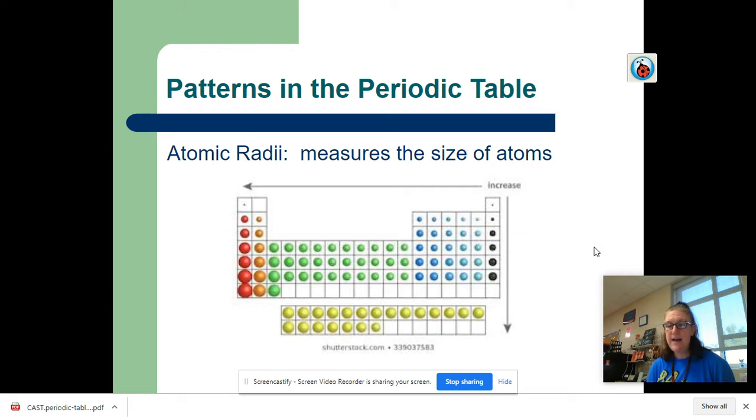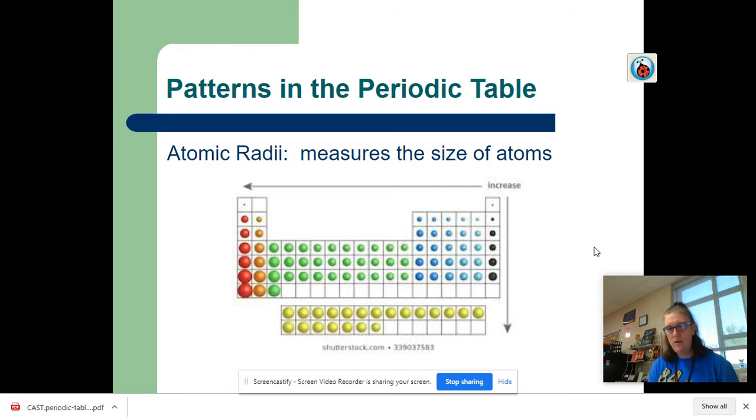If you're looking at atom size, atoms tend to be smaller at the top of the chart and they tend to get bigger as you move down the chart. Also, your smaller atoms are going to tend to be on the upper right corner of the periodic table. And then they get bigger as you move down through the periodic table. Down towards the bottom left are going to be your biggest atoms, okay?